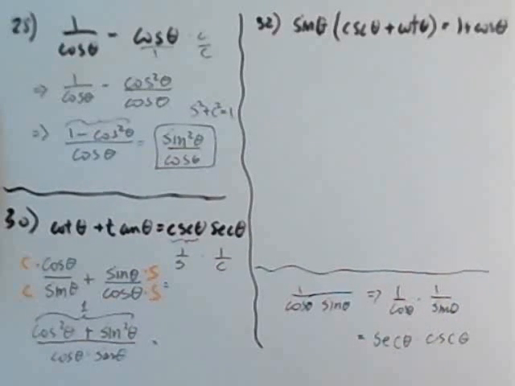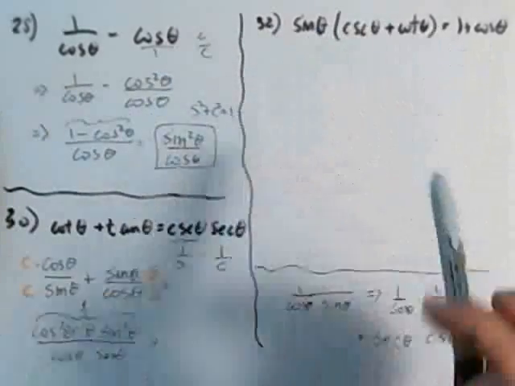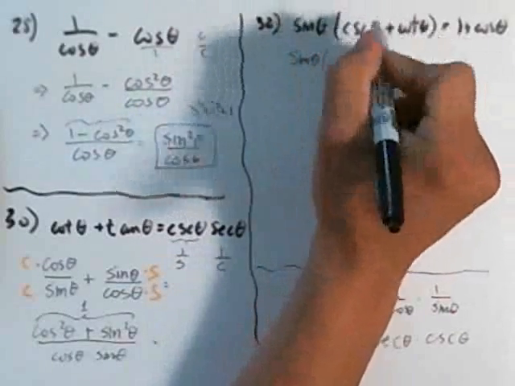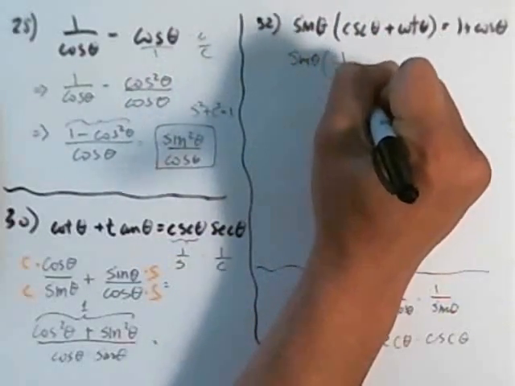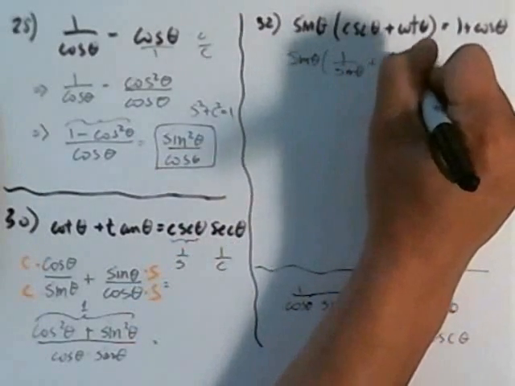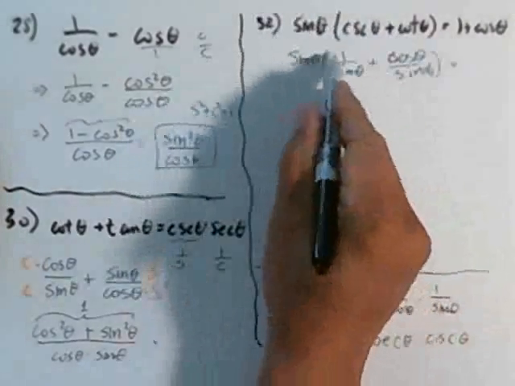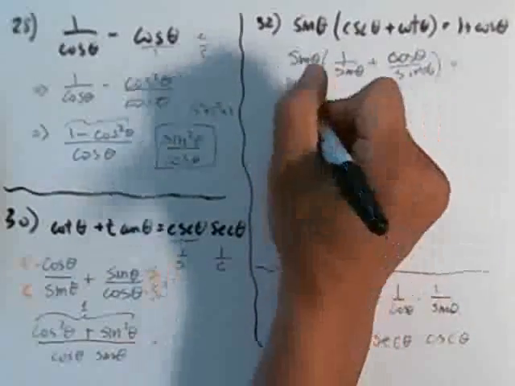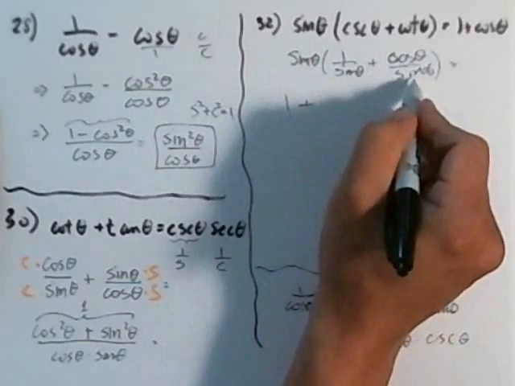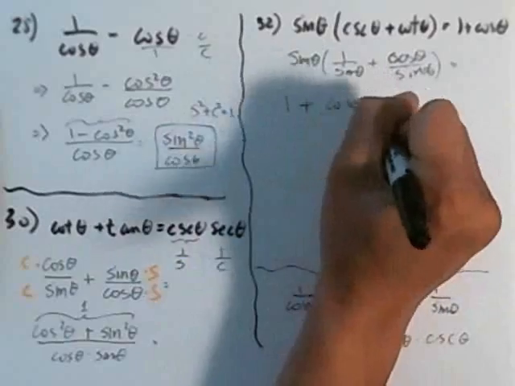Last question. 26 minutes, I got about a minute left. I want to show that this is equal to cosine of theta. I'm going to do this really fast. Sine of theta times 1 over sine of theta, cosecant is 1 over sine of theta, plus cotangent of theta is going to be cosine of theta over sine of theta. I'm going to distribute this out. Sine of theta over sine of theta is 1 plus sine of theta times cosine theta over sine theta. The sine theta will cancel. You end up with cosine of theta.